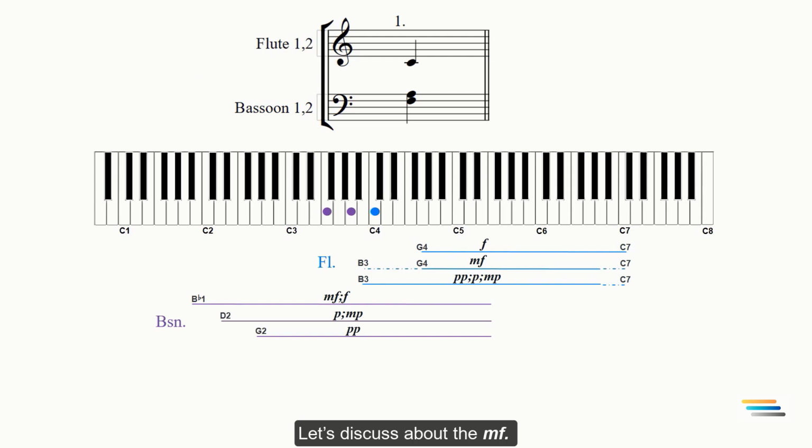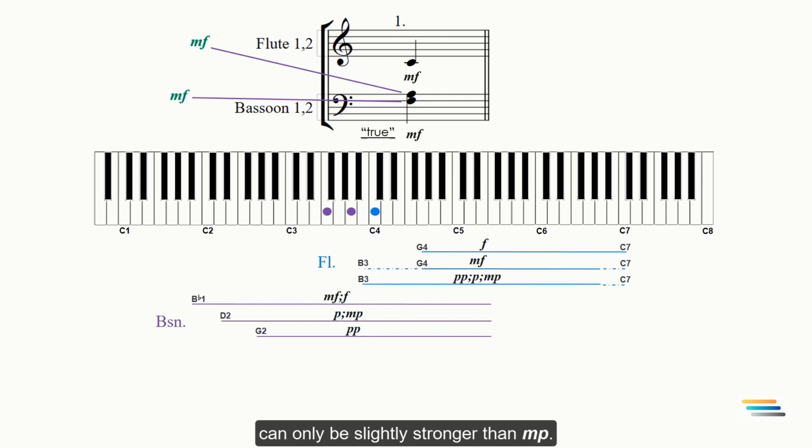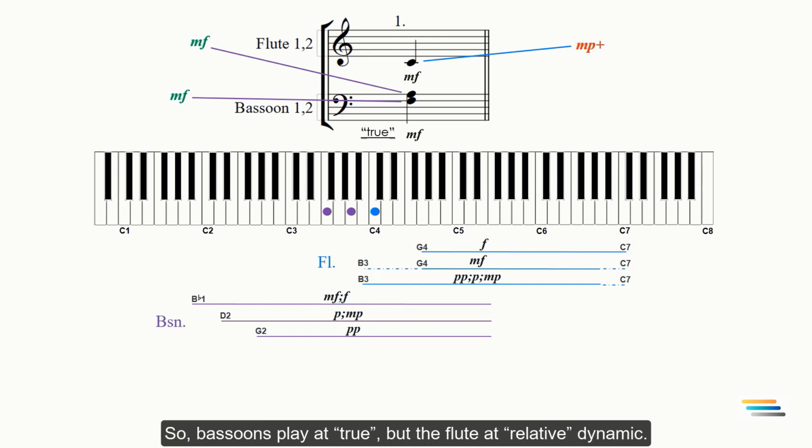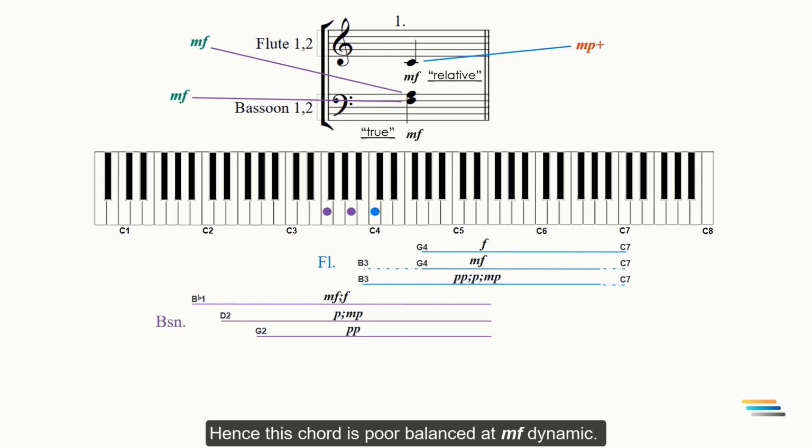Let's discuss the mezzo forte. Since the bassoons can achieve mezzo forte, it will be a true dynamic. But the flute cannot play a true mezzo forte dynamic in the low register, because the maximum dynamics a player can achieve can only be slightly stronger than mezzo piano. So bassoons play at true, but the flute at relative dynamic. Hence, this chord has poor balance at mezzo forte dynamic.